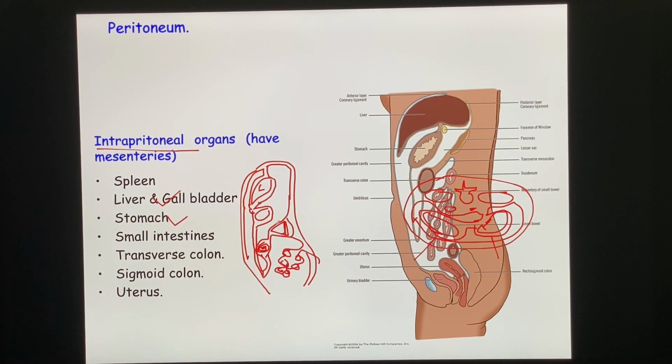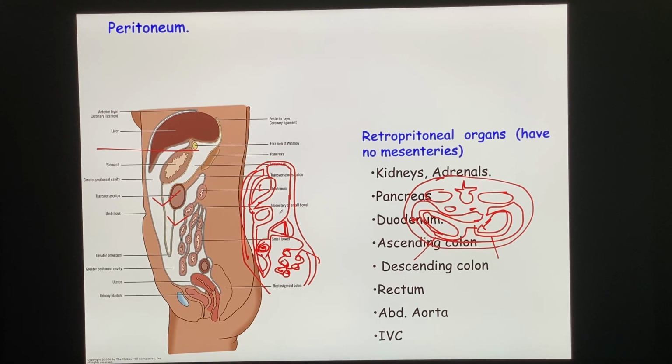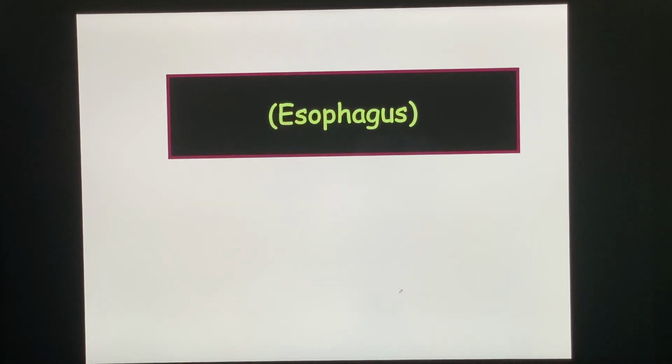Is that clear? So this is why some organs are covered by peritoneum while some are not. The ones which are not covered by peritoneum, we call retroperitoneal. So here are the names which are put. We have kidneys, pancreas, duodenum, ascending colon, descending colon, rectum. These are a few of the organs which are not covered by the peritoneum.